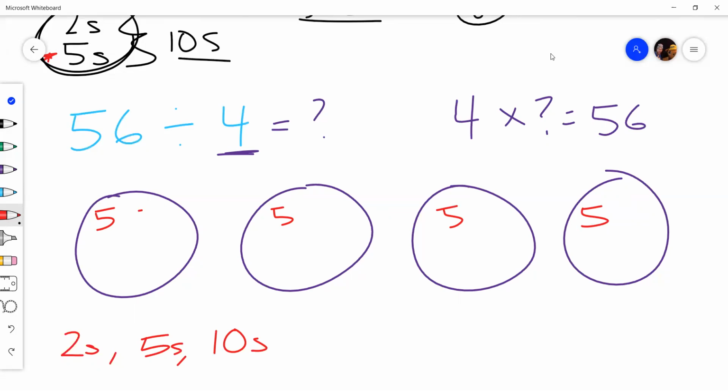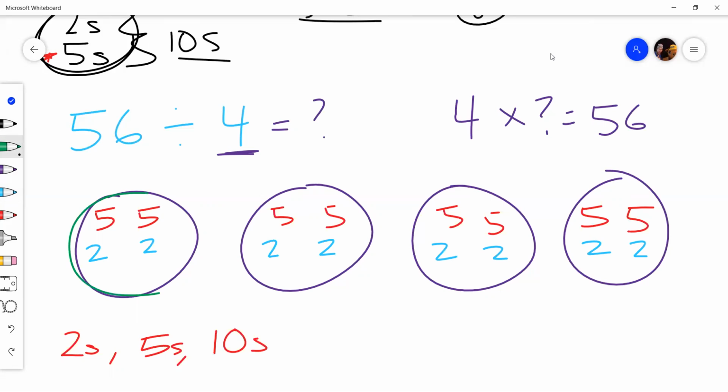So 5, 10, 15, 20, 25, 30, 35, 40. Let's see, 45, 50. Yeah, so that wouldn't work to do a third round. So I did that. So 5, 10, 15, 20, 25, 30, 35, 40. Let's count by 2s now. So 42, 44, 46, 48, 50, 52, 54, 56. There it is. So again, now I did 2 groups of 5 and I did 2 groups of 2. It's just a quicker way to help me count.